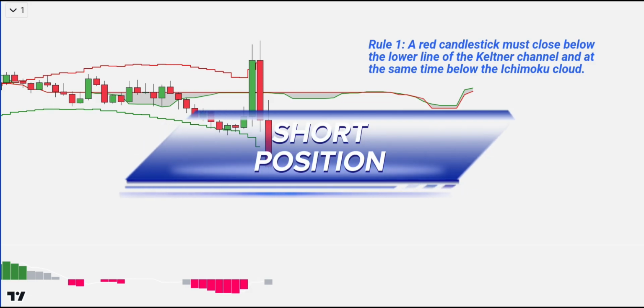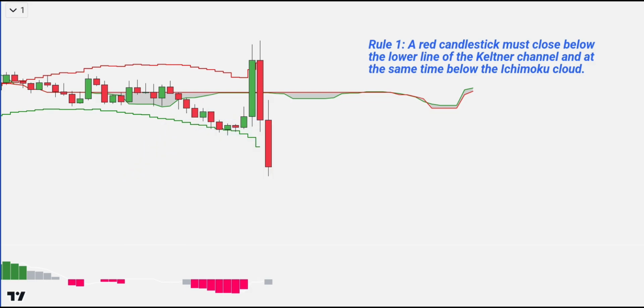Short position Rule 1. Closure below. Objective: identifying short position opportunities. Condition: a red candlestick must simultaneously close below both the lower line of the Keltner channel and the Ichimoku cloud.